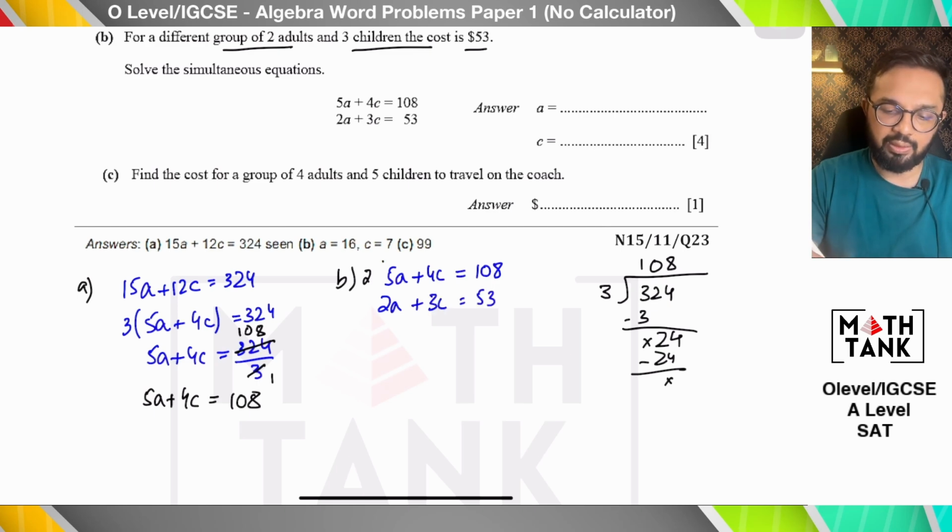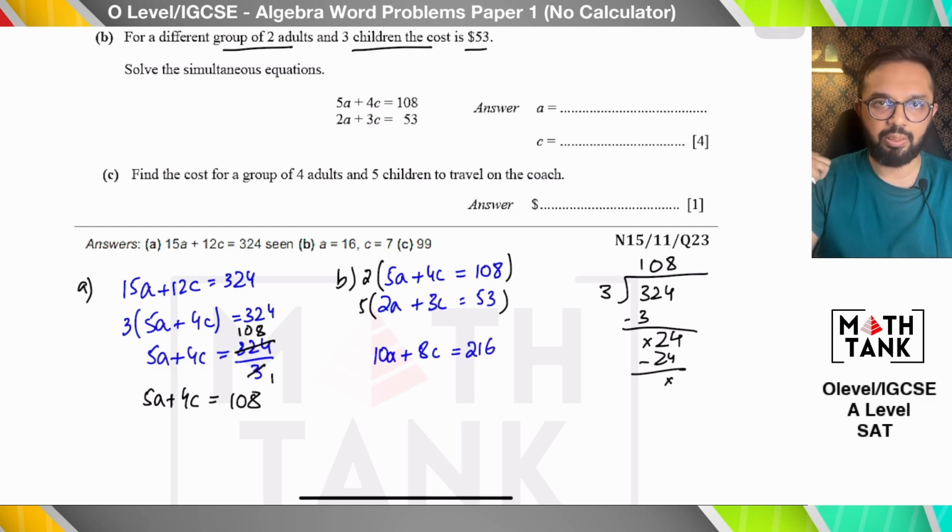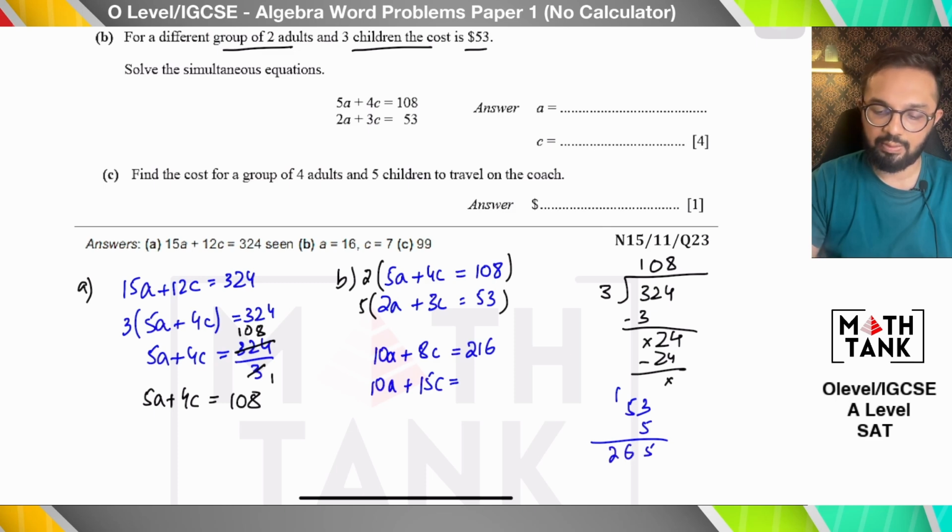I'm going to multiply the entire first expression by 2 and this by 5 so that I'm able to eliminate A out of this, because 10A plus 8C equals 216. 108 multiplied by 2 is 216. And this is 10A again plus 15C equals 5 times 53. Let's quickly do that. 5 times 3 is 15. 5 times 5 is 25 and 2 is 26. I'm going to get 265.